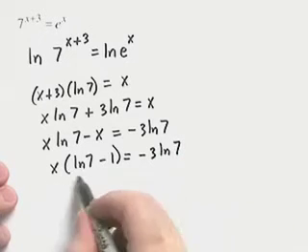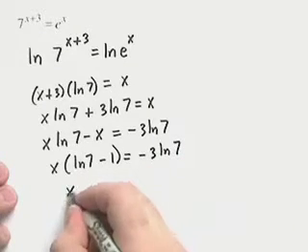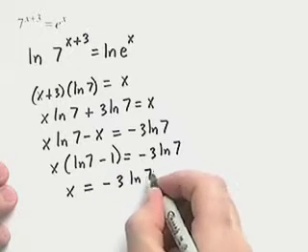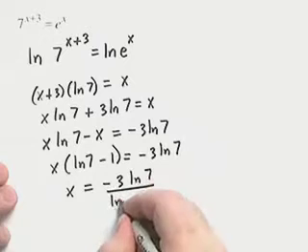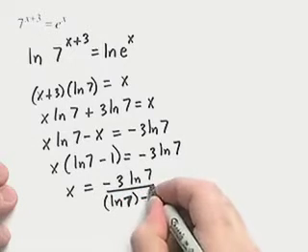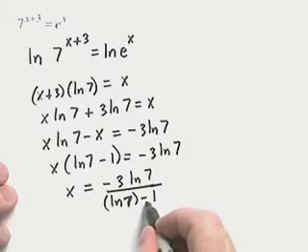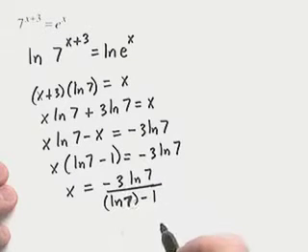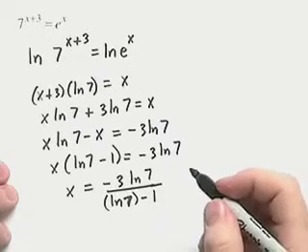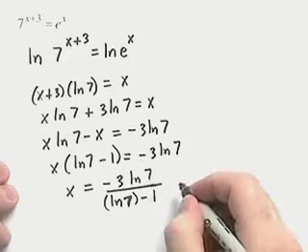We're going to divide both sides by this quantity in parentheses. So we'll have x is equal to negative 3 natural log of 7, over the natural log of 7, we'll put that in parentheses, minus 1. We put that in parentheses to make sure we're clear that the minus 1 is separate from the logarithm. Now, this is an exact answer. If we wanted to get the approximate answer, we could put this in our calculator.